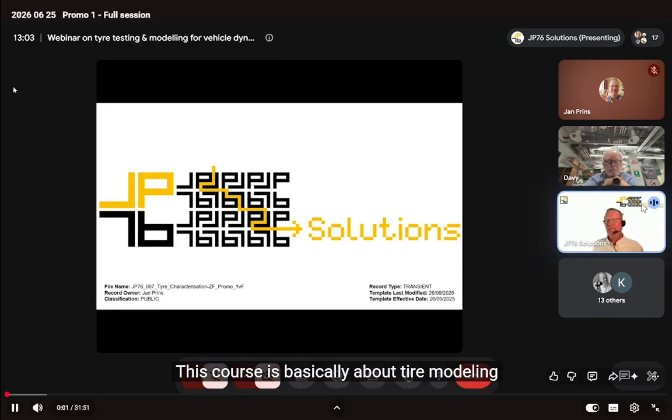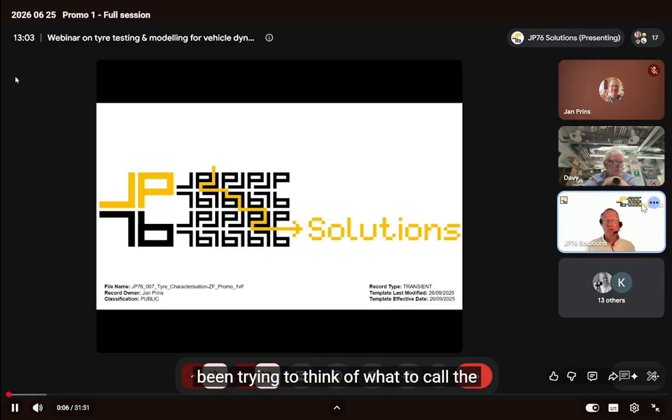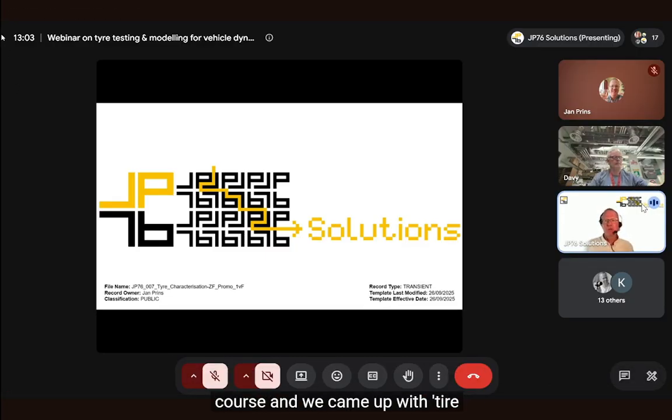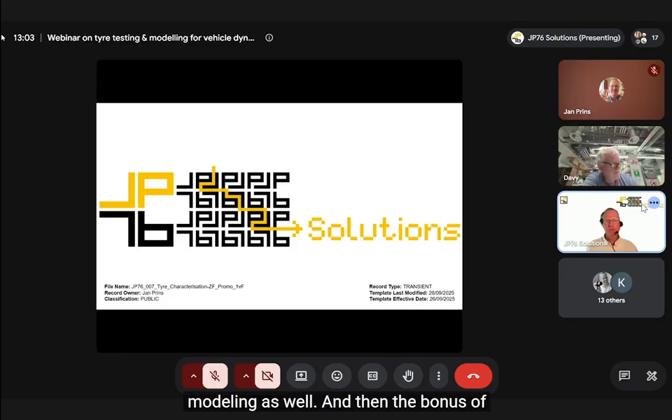About basically about tyre modelling, but that sort of undersells it. So we've been trying to think of what to call the course, and we came up with tyre characterization for whole vehicle simulation, and then I've tried a few other titles since, but it's basically about tyres, how tyres work, how you have to test tyres if you want to model them, and then eventually about tyre modelling as well.